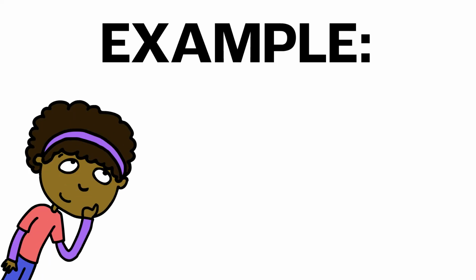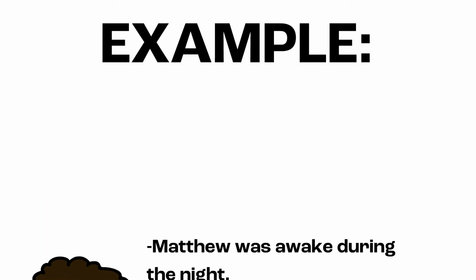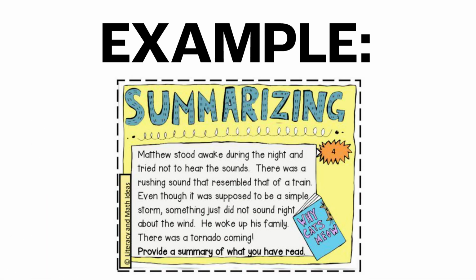Next, let's think about the important parts of the story. Based on the story, it seems like the important parts are that Matthew was awake during the night, there was a storm that did not sound right, he woke his family, and there was a tornado approaching. Next, let's think about the information that we might want to leave out. The highlighted information gives us a better imagination or description of the story, but we don't need it to fully understand the story.